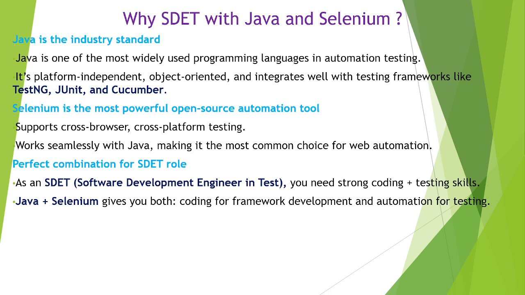Why Selenium? Selenium is the most powerful open source automation tool. It supports cross browser, cross platform testing. It works seamlessly with Java, making it the most common choice for web automation.